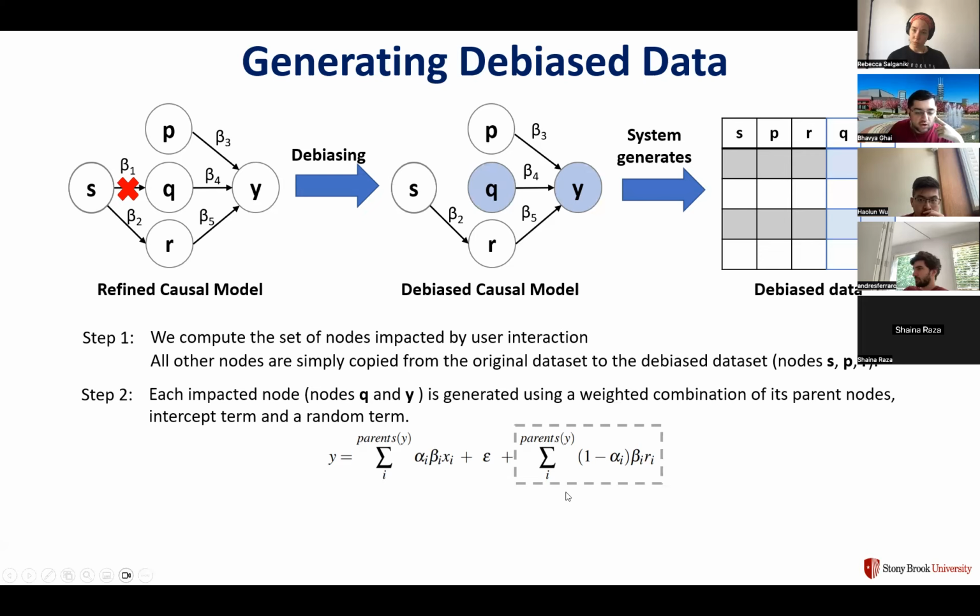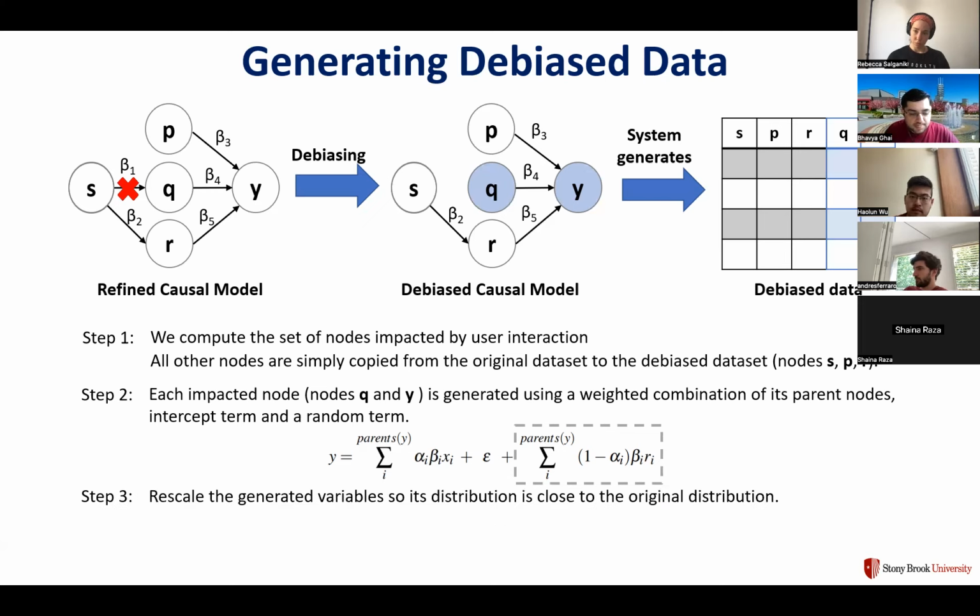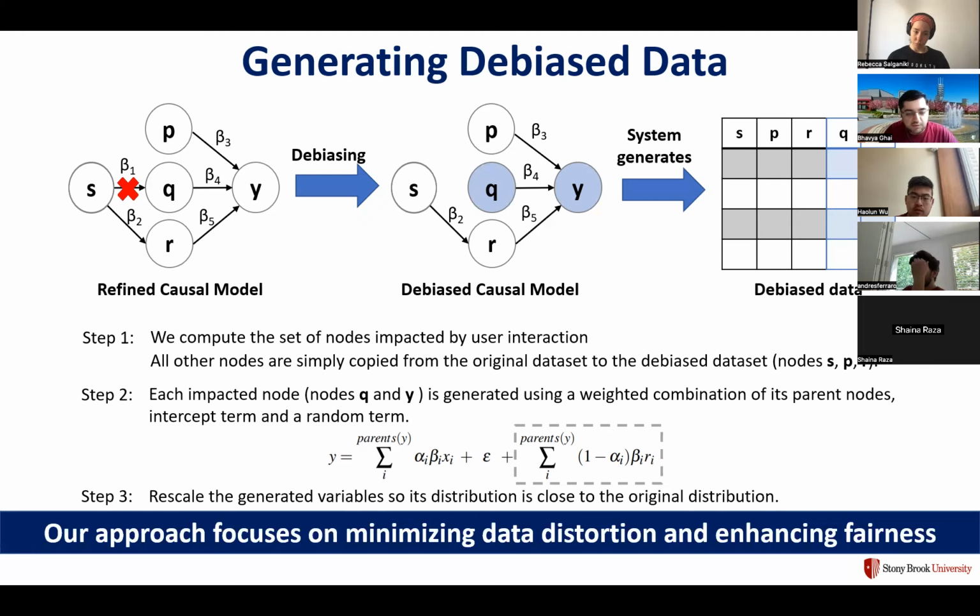This is a novel new term that we've added in the process, and we have talked about a lot of these technical details in the paper. So I will not talk about them here, but you can see the paper for more details. Once we get these new values for the impacted nodes, that is Q and Y, we rescale the generated variable so that its distribution is close to the original distribution. So our main agenda here is that we want to minimize data distortion and enhance fairness.